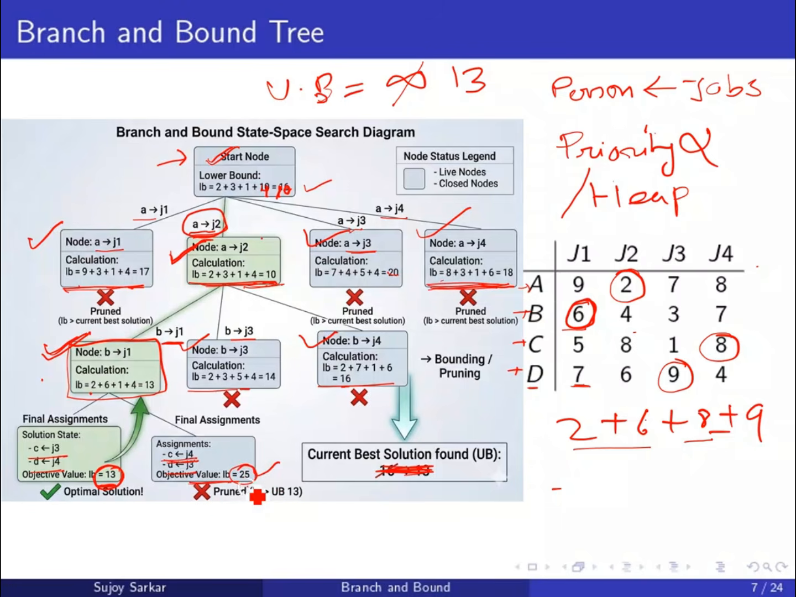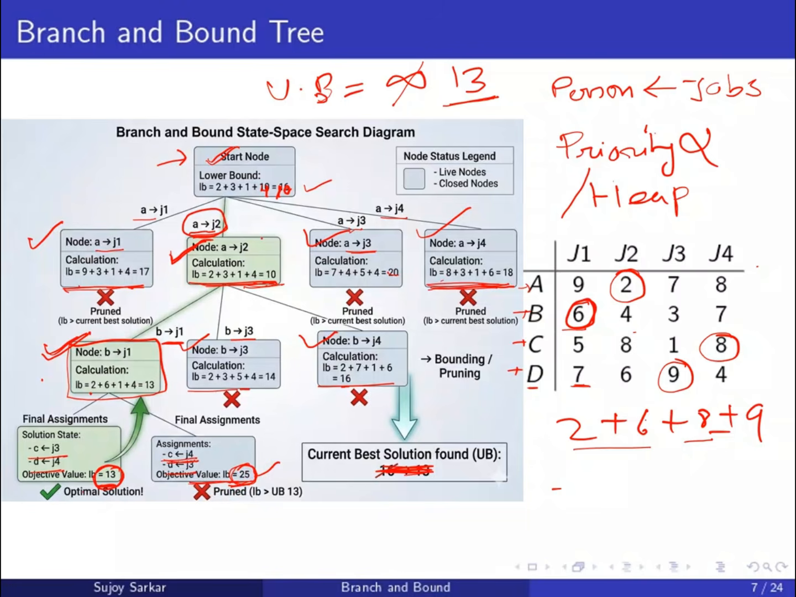Is the cost less than the previous cost? What is the previous cost? Our best solution found so far is 13. This node's cost is 25. So we don't need to update it, because this solution costs more than the solution already found. Okay. Now this node is complete. We'll pick up the next node. What is the next minimum node?